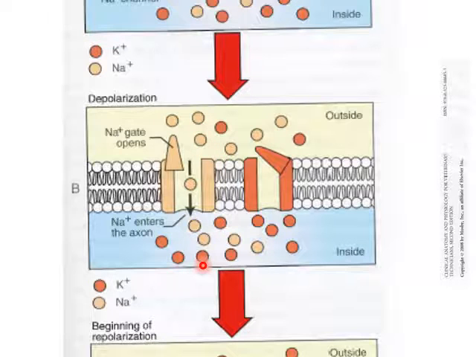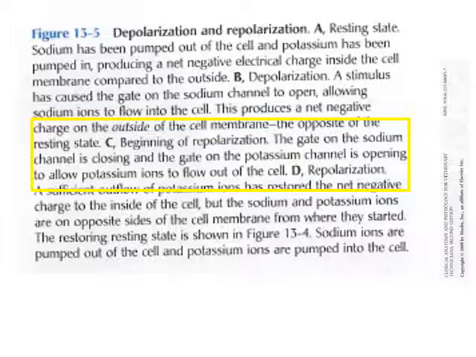Sodium goes down its concentration gradient, takes positive charges. Now we got more positive charges inside than outside. So you're going to change the polarity across the cell membrane. So this stage is called depolarization. So we've stopped there. So beginning of the repolarization.